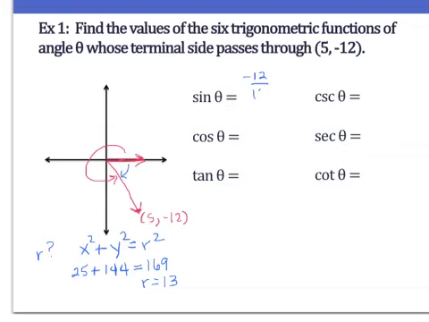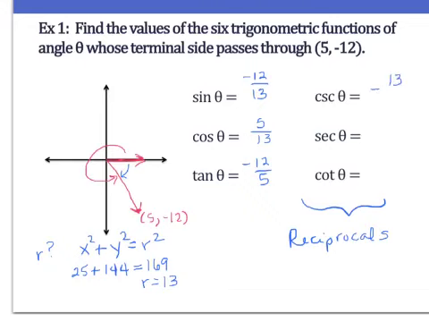So here's my sine function. My cosine is 5 over 13. This one is positive because we have a positive x. And then my tangent is -12 over 5. Now, these are reciprocals, which means you're just going to flip the sine, the cosine, and the tangent and keep the sign. So if it's negative, it stays negative. And just reciprocate those. And there we go.